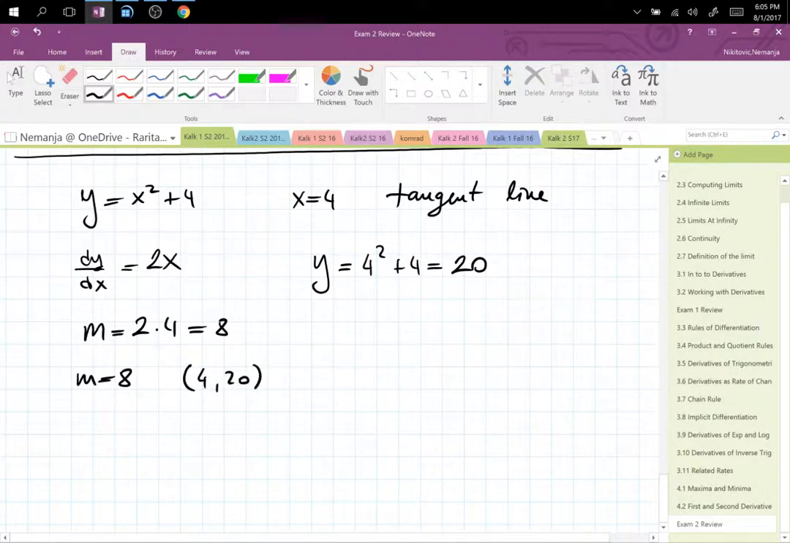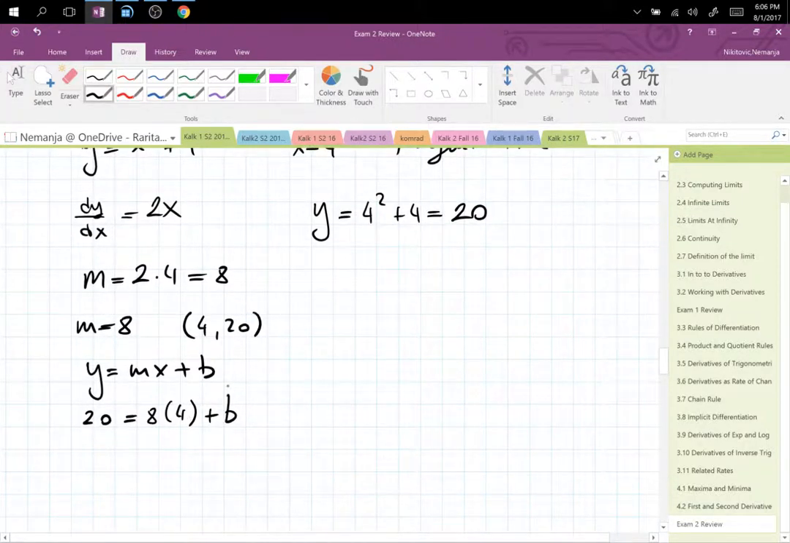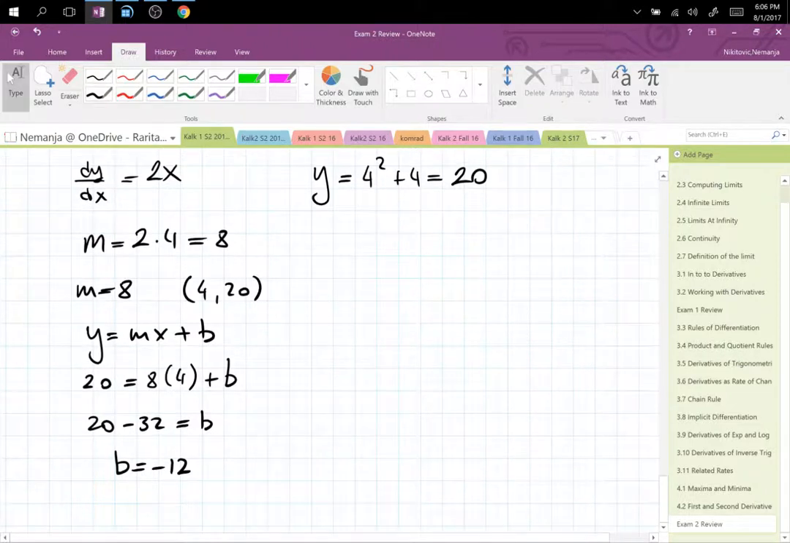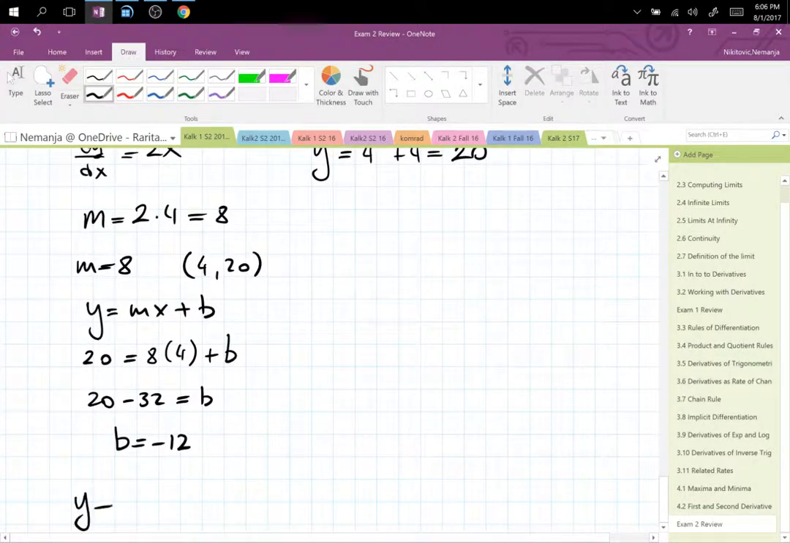So you do y equals mx plus b, plug everything in. I like the y minus y1 better. Perfect. You can use either one; one is called slope intercept, the other one is called point slope. They all do the same thing. I'll do both. Eight times 4 is 32. So b equals negative 12, and the final answer is y equals 8x minus 12.